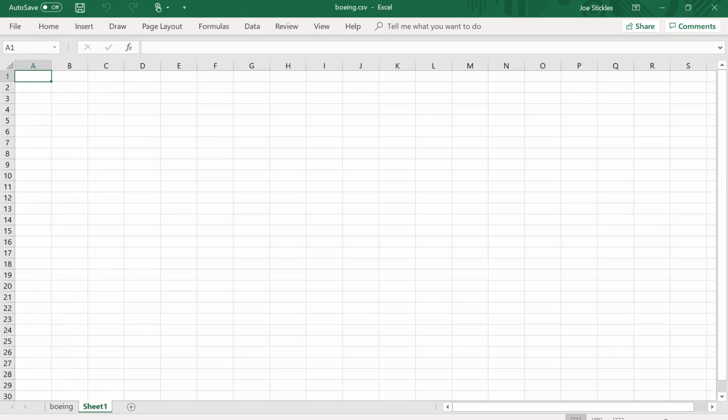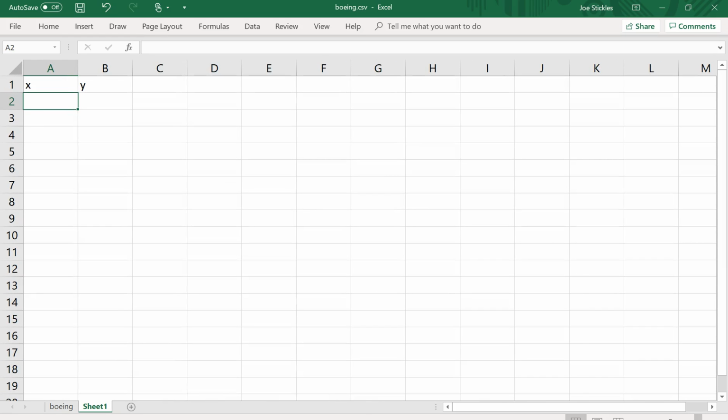All right, so let's say that we had some x's and y's that we wanted to interpolate with cubic splines. So I'm just going to put some headings in here. Let's say that I make up the points 1, 4, 2, 7, 4, 4, 7, 3, 9, 8. Doesn't matter. I'm just making up numbers.